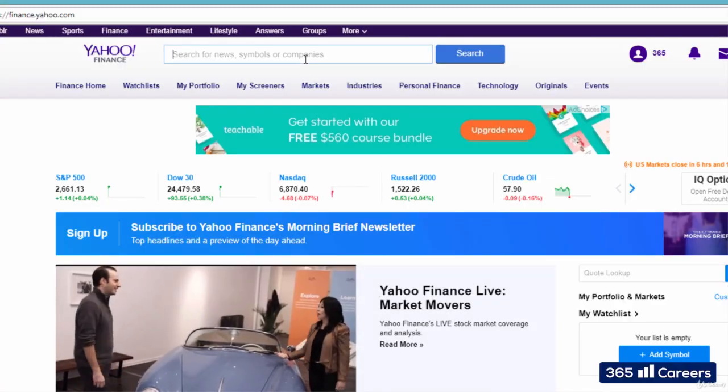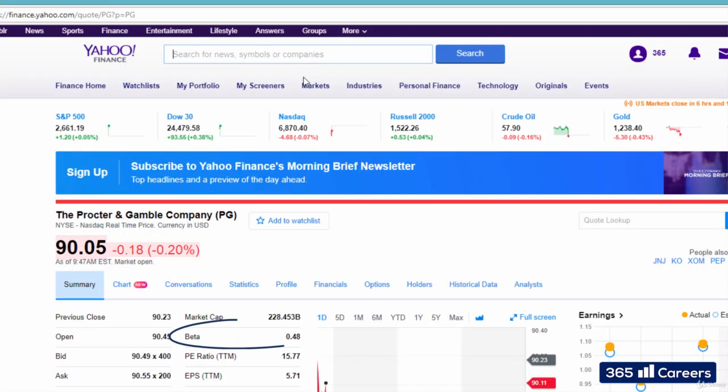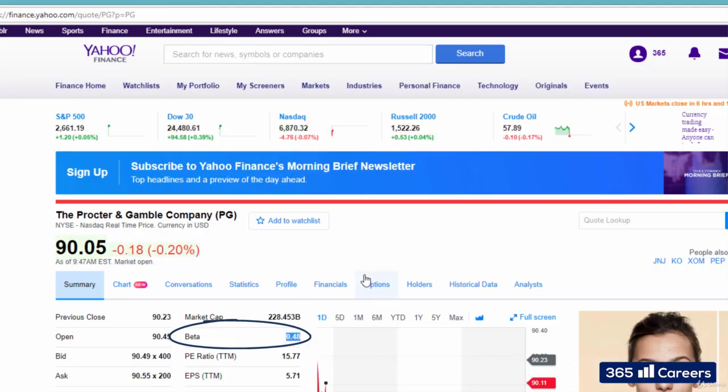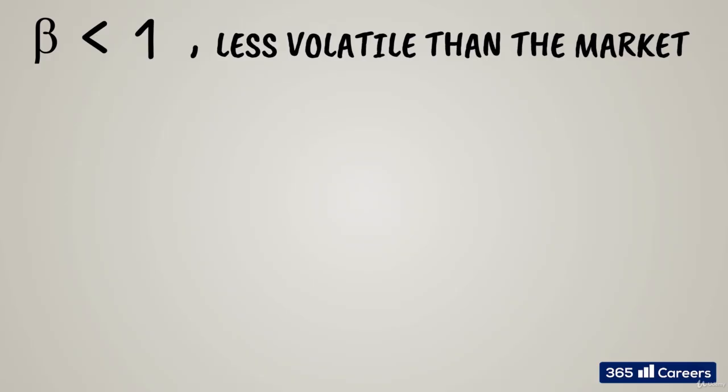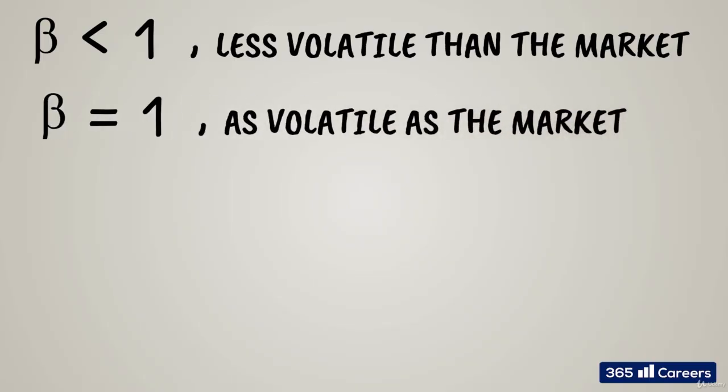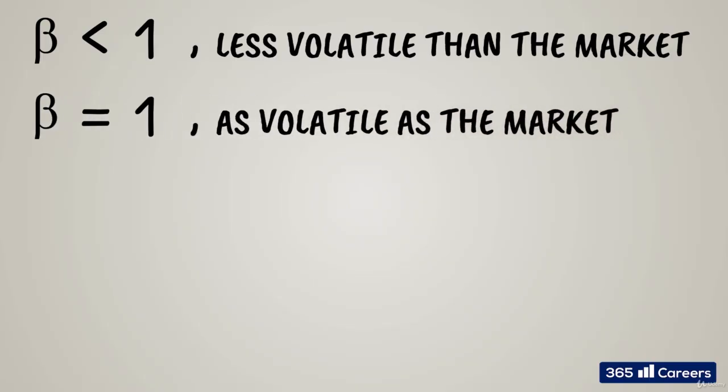Let's open P&G's Yahoo Finance profile. As promised, you can immediately see the company's beta. Here it is, almost 0.5, which usually is considered a conservative stock. A beta that is less than 1 indicates the stock is less volatile than the market. A beta of 1 shows the stock is as volatile as the market. If the market gains 1%, it will also gain 1%. If the market loses 5%, it will lose 5%.